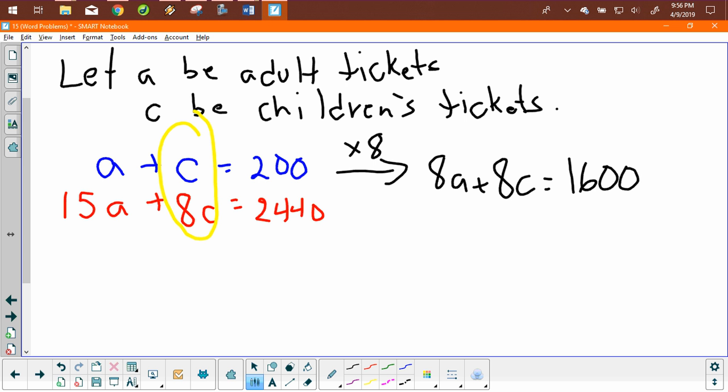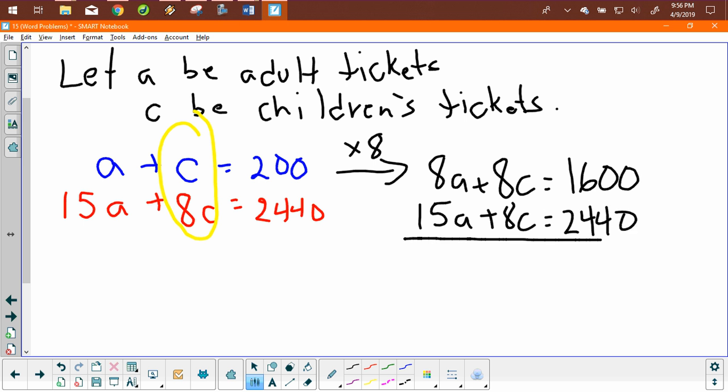And then for my second equation, that stays the same. I have 15a plus 8c is equal to 2,440. Okay, I have two matching terms, so I'm going to subtract these equations. So 8 minus 15 is minus 7a. 8 minus 8 is 0, so c is gone. And for the last one is 800 and negative 840.